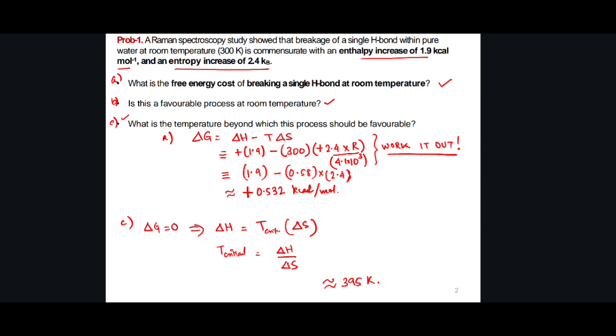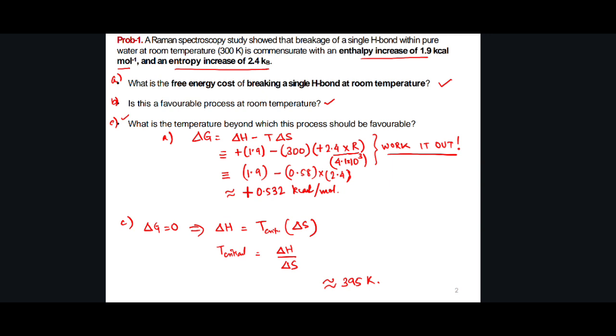Okay? So what does this mean? From these considerations, it looks like, if I have the entire thing in bulk and I'm just clipping one hydrogen bond, it is not very feasible. My entropy is going up, but I'm not able to compensate for the enthalpy with my entropy increase. Okay?